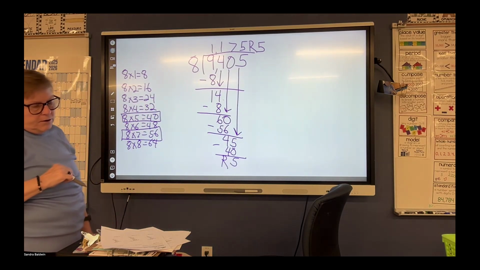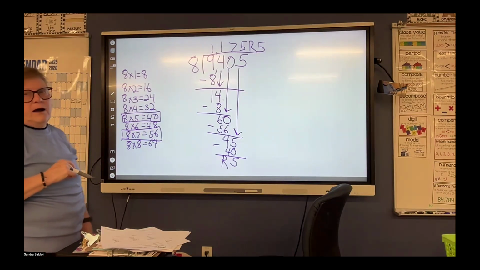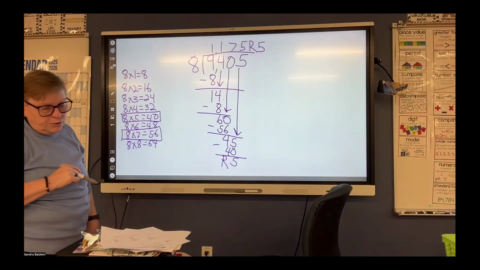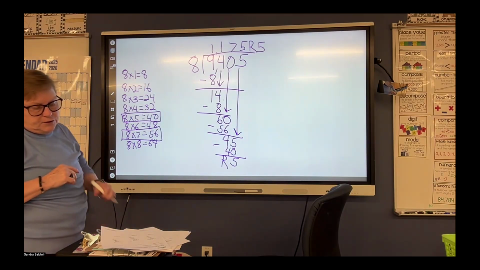Okay, that was number 5. So I will erase this, and we're going to do one more together. Number 6, which is 3,122 divided by 7.